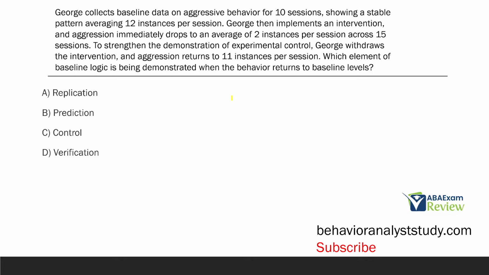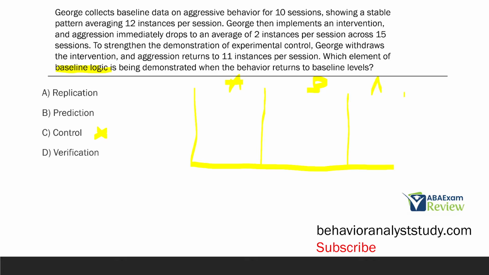All right, pretty long question, some numbers. But if we attack it like we are taught to, it doesn't become all that difficult. When we think about baseline logic, what do we think of? We're thinking about prediction, verification, and replication. So if we look at our answer choices, obviously, control is out. So we're looking for verification, prediction, or replication because we are looking for baseline logic. And the best way to understand baseline logic is a simple ABA design, okay?